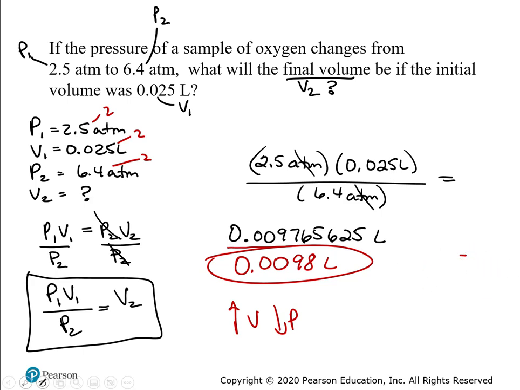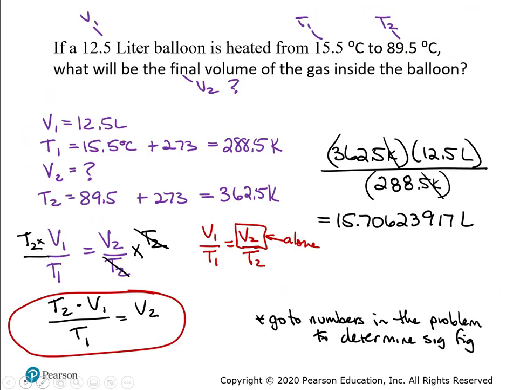All right, what about the last thing? What about significant figures? How many significant figures should this answer have? 12.5, 3 significant figures. 15.5, 3 significant figures. 89.5, 3 significant figures. So look at the numbers in the actual problem. Since it's 3 significant figures, I keep the 1, 5, 7. Everything else drops off, because the next number is a 0. So it'd be 15.7 liters, 3 significant figures in my answer.